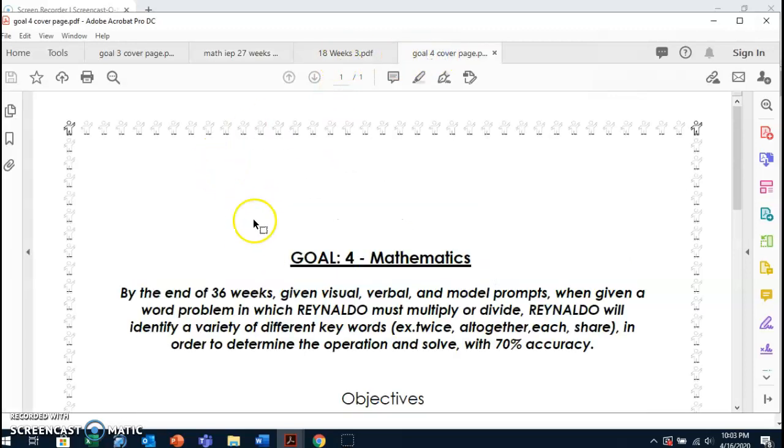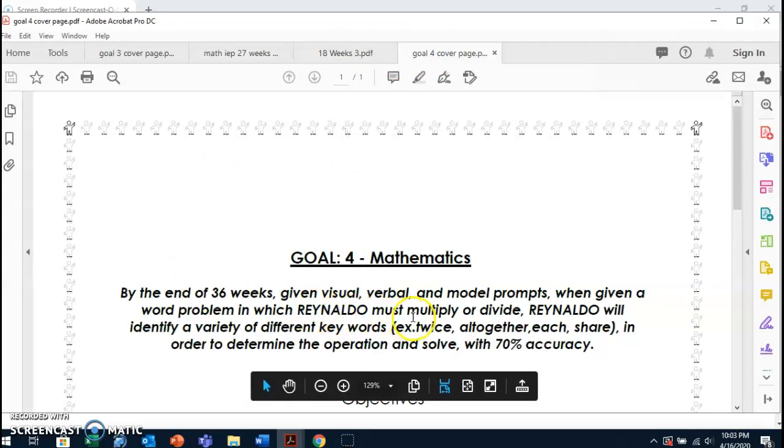For goal number 4, Reynaldo must multiply or divide. Reynaldo will identify a variety of different keywords, example, twice, altogether, each, and share, in order to determine the operation and solve within 70% accuracy.